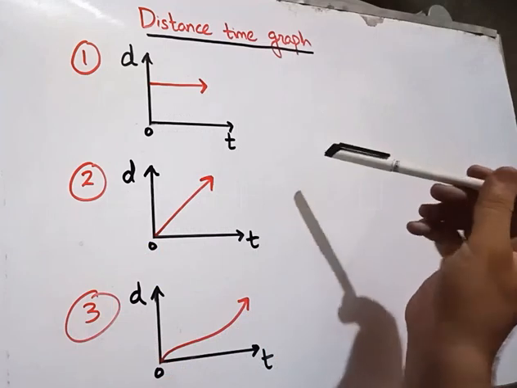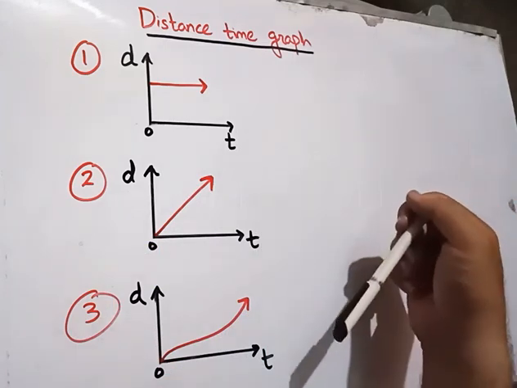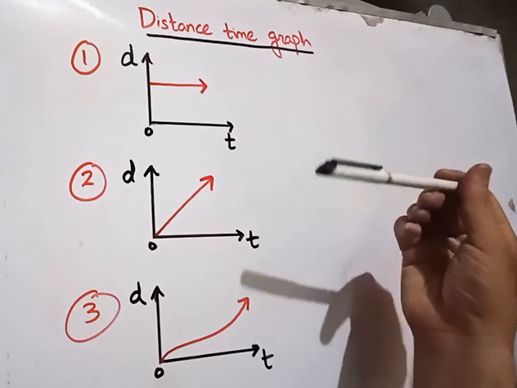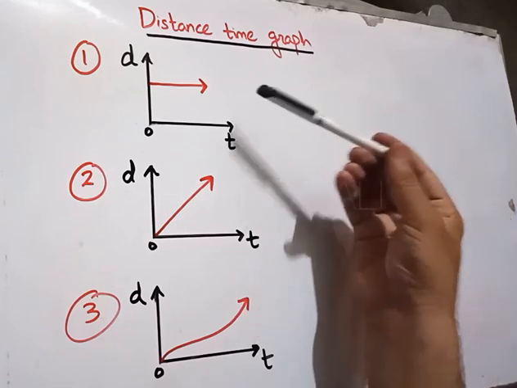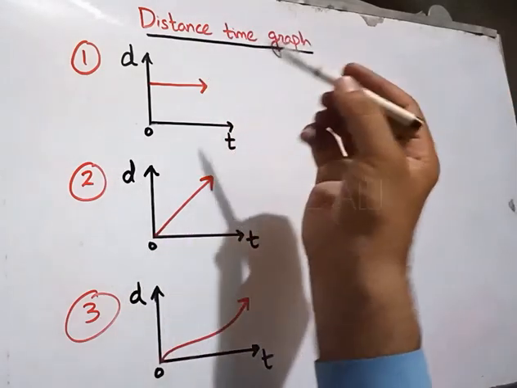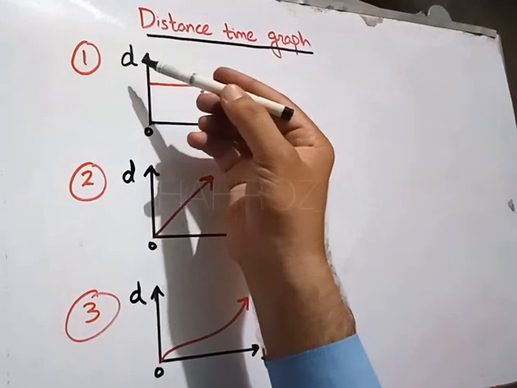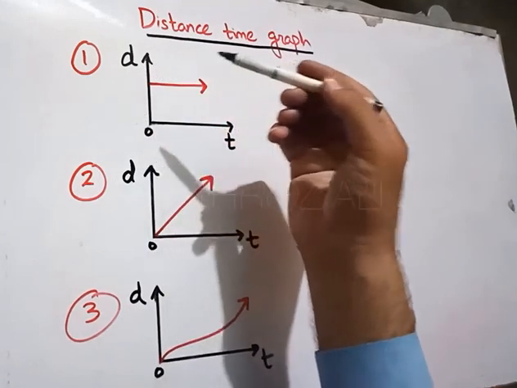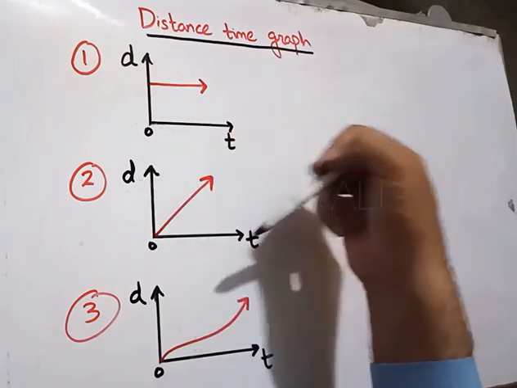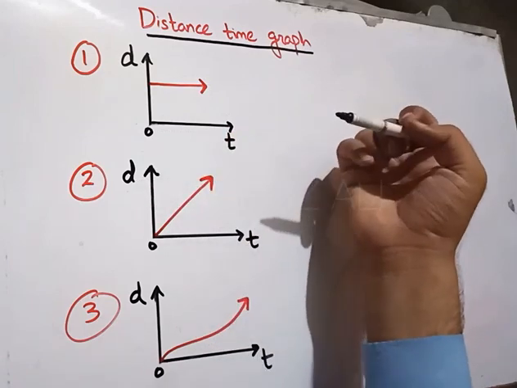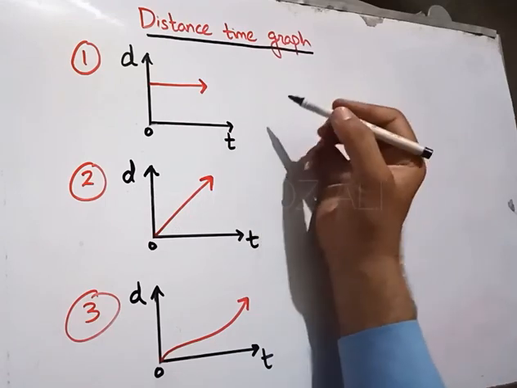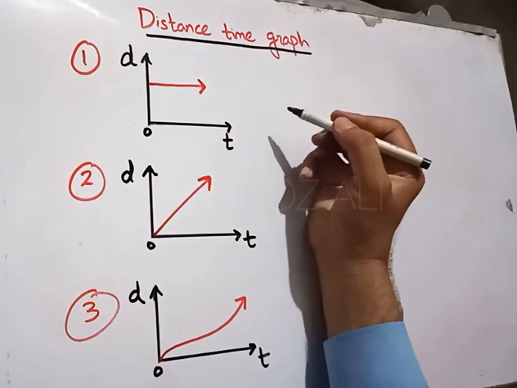In today's lecture we will discuss all of these three graphs in a detailed manner. So today we will know what information is given to us. As you can see, there are two variables or two quantities, distance and time. There are different pieces of information in these three graphs. So let's discuss the first graph.